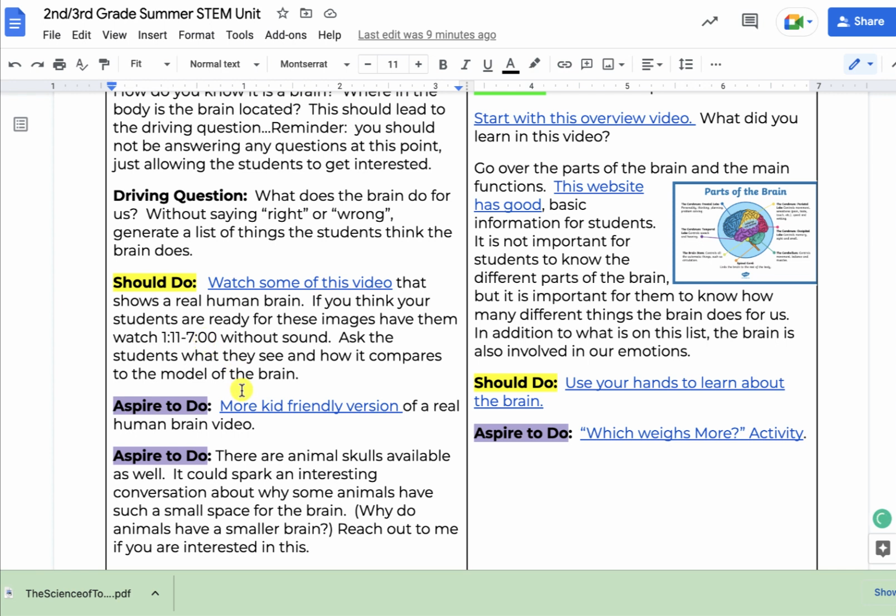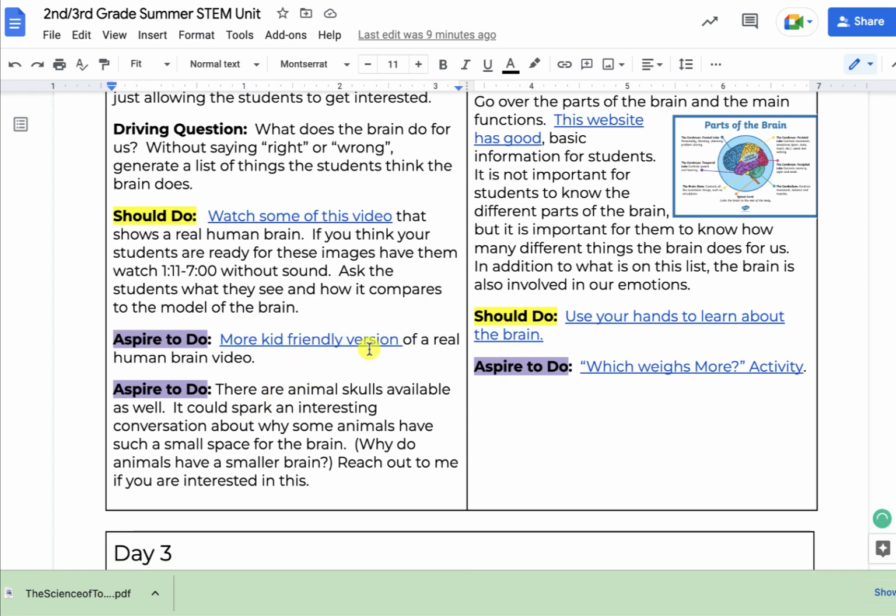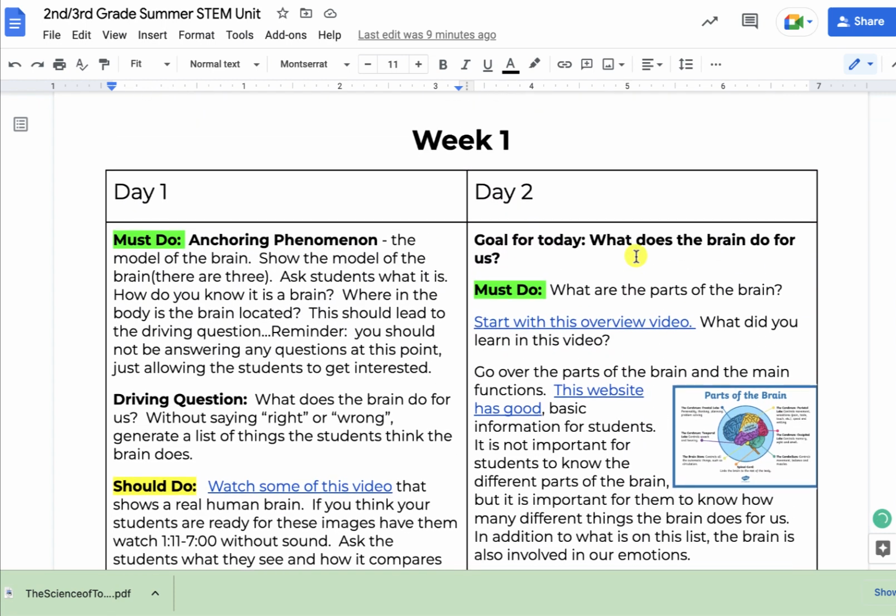Getting that stuff going. There is a more kid-friendly version here that's more engaging, but it does more explaining, and it's not always ideal to explain in the beginning. It's good to get them to be thinking and really asking questions in the beginning. All right, so I talked about the animal skulls down here.